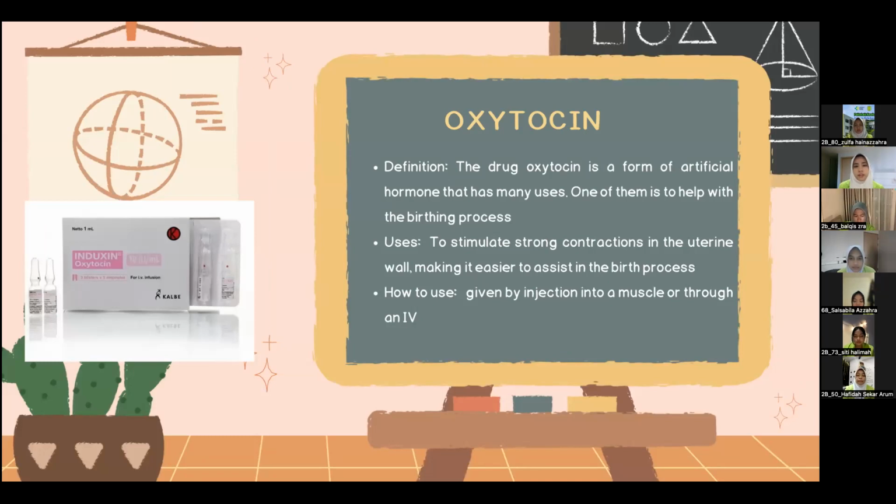Okay, thank you. The next is oxytocin. The definition is oxytocin is a form of artificial hormone that has many uses. One of them is to help the birthing process. Uses. To stimulate strong contractions in the uterine wall, making it easier to assist in the birth process. How to use. It's gonna be given by injection into a muscle or through an IV. Next.